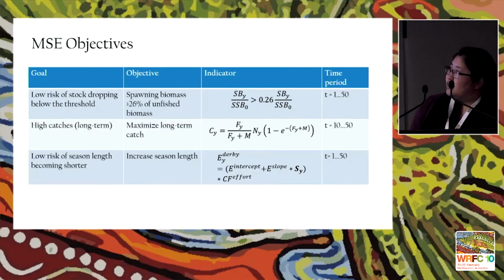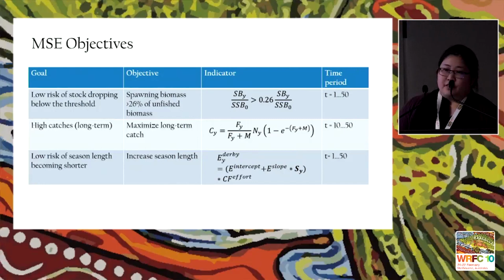So these are the objectives that we want to look at. Essentially, one is the conservation objective: are we able to reach a biomass above 26% of unfished biomass, which is the reference point for red snapper? Then we have social objectives, well, two of them. One is seeing if they can give long-term catch, and also whether season length decreases or is able to increase.